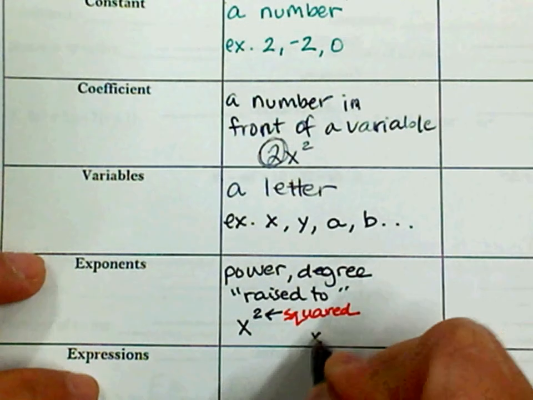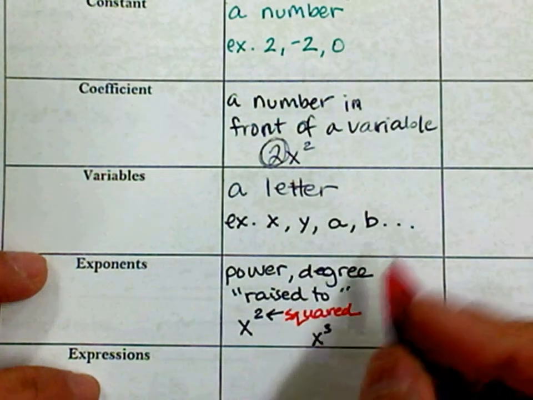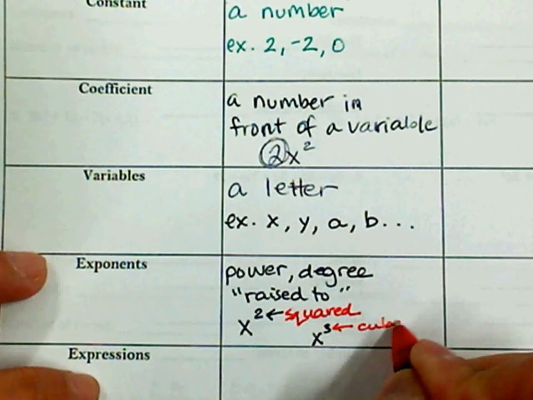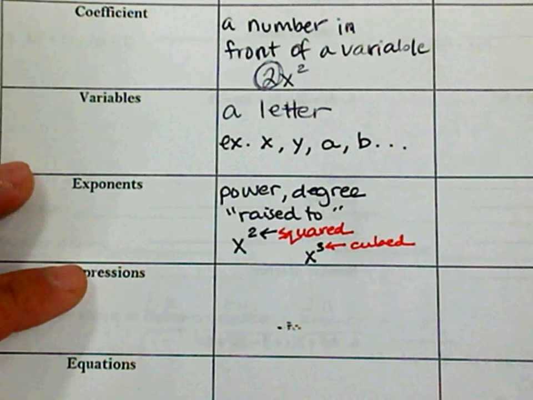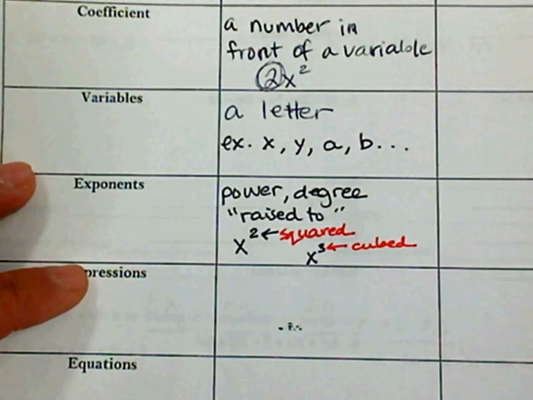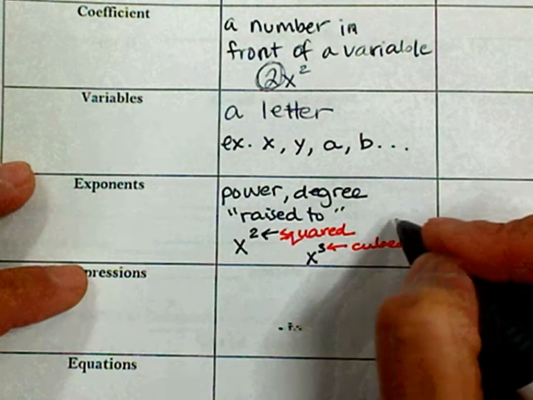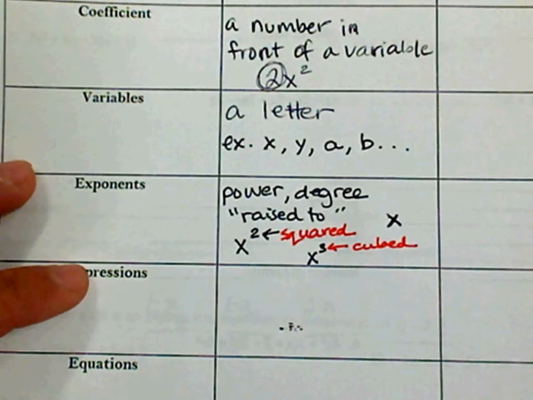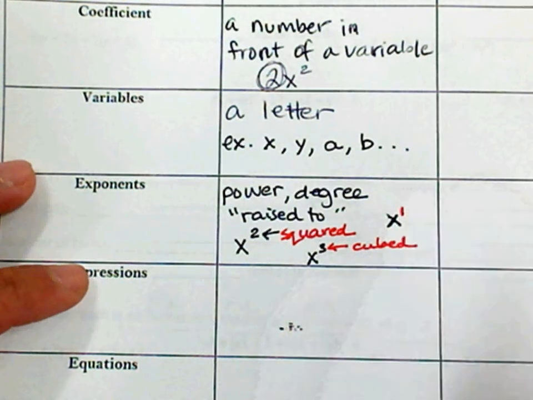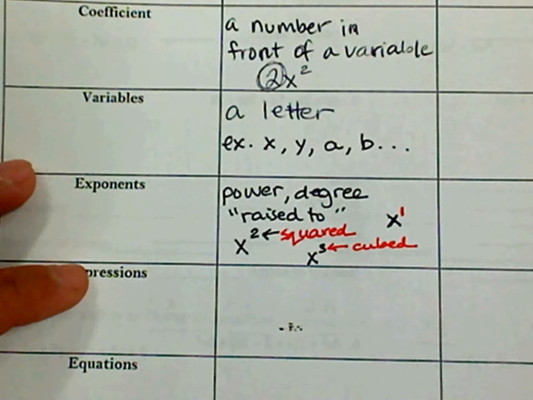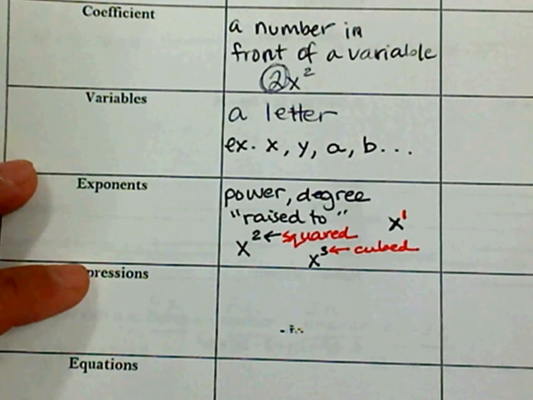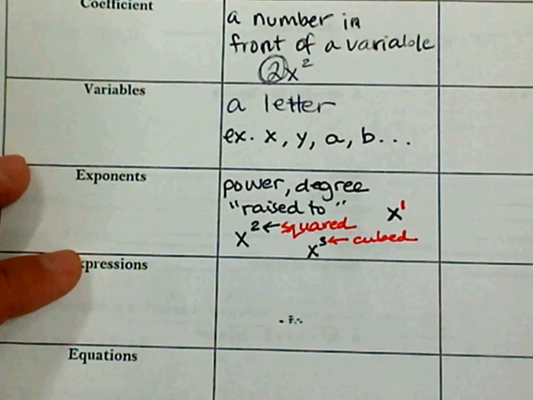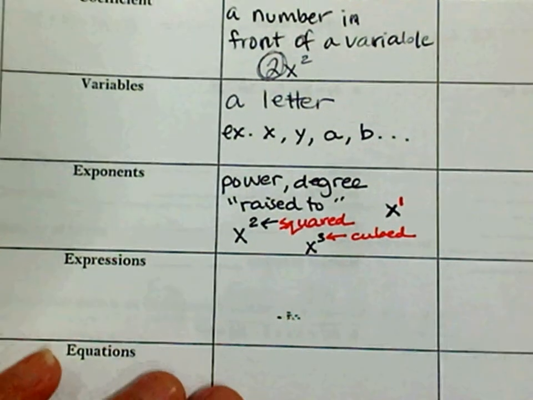If it is a 3, what do we call it? Cubed. If it's a 3, we call it cubed. If it's just x, what is the power right there? It is an understood 1. So if there's not a number there, it is what number? A 1. Okay? You guys good so far? All right. If I go too fast, tell me to slow down.